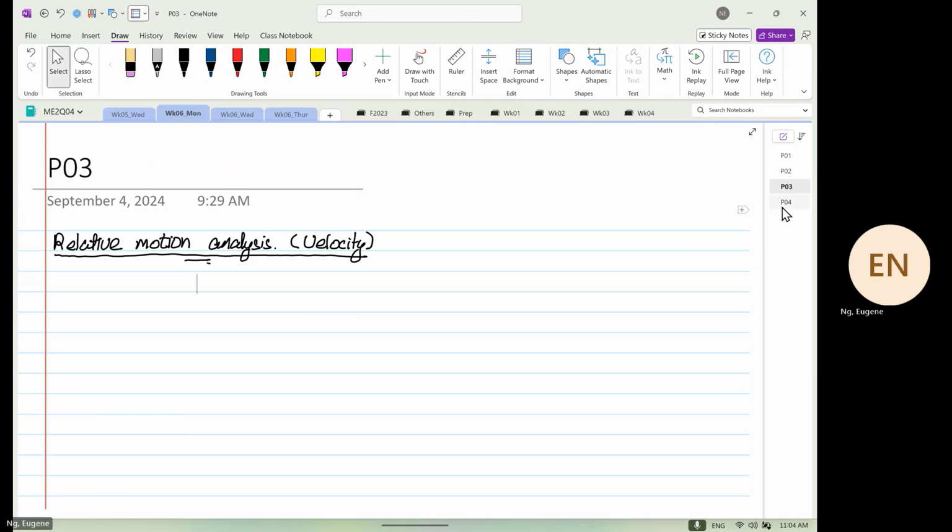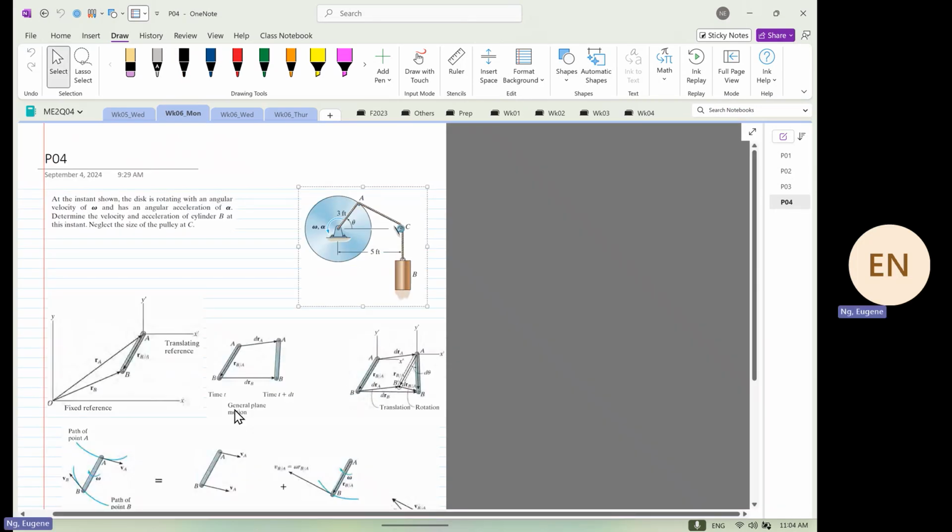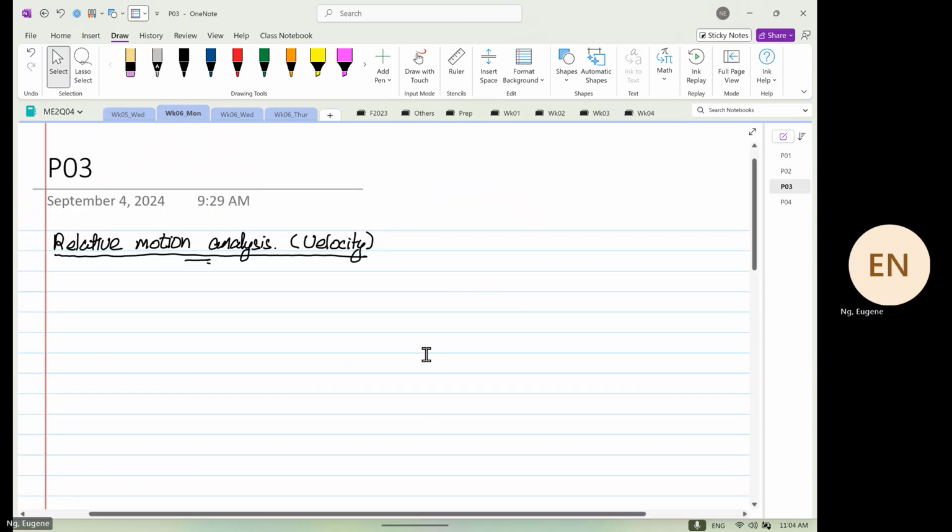Right. So I've posted this on Avenue to Learn. I need this figure. Can you all find this figure? Everything will be from this figure over here.